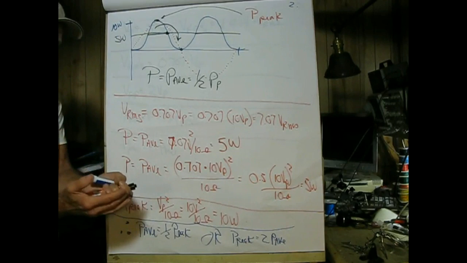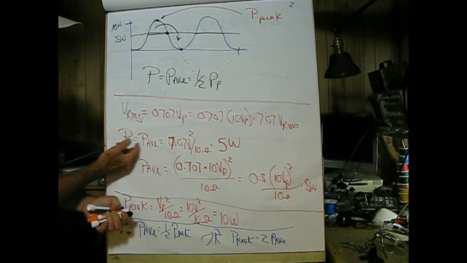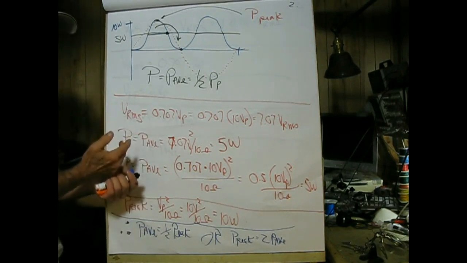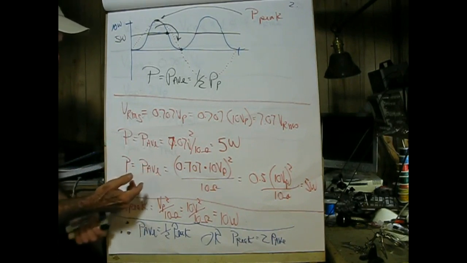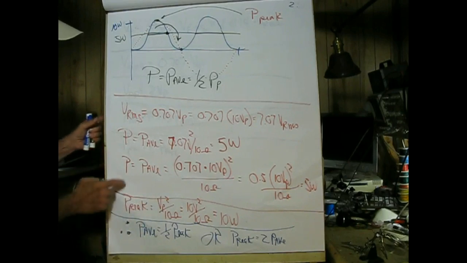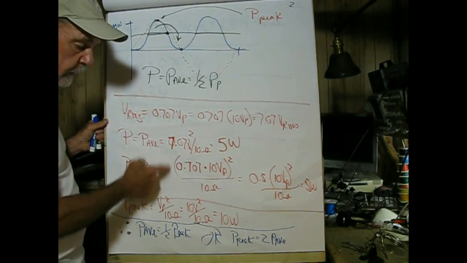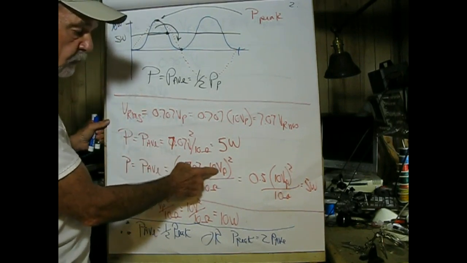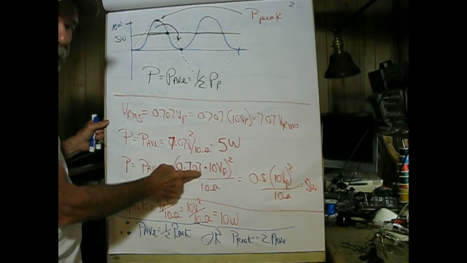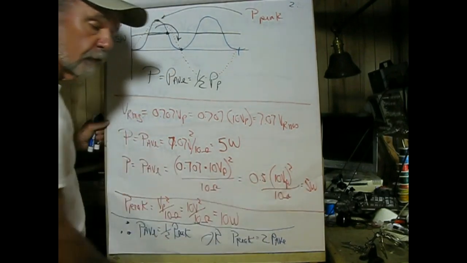So RMS voltage or RMS current is going to give you average power. That's in V squared over R or I squared times R. So we can also say, if we want to kind of prove that a little bit better, that P equals P average equals the quantity, important, 0.707 times V peak, squared, and when we square 0.707, guess what? We get 1/2. V peak squared over R equals 5 watts.